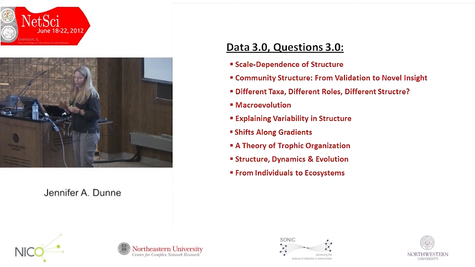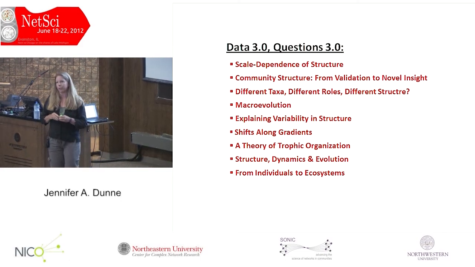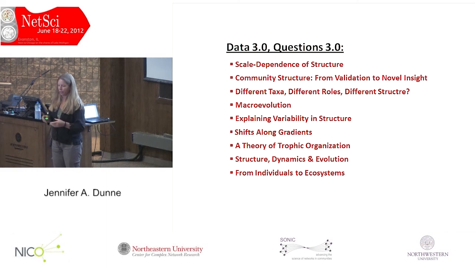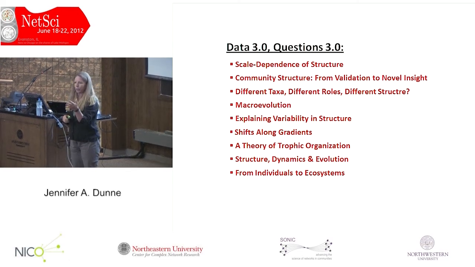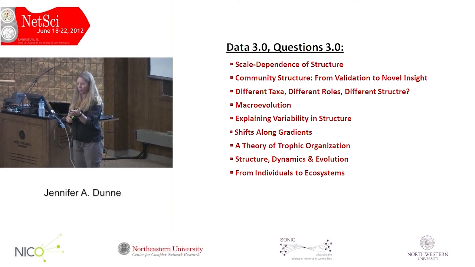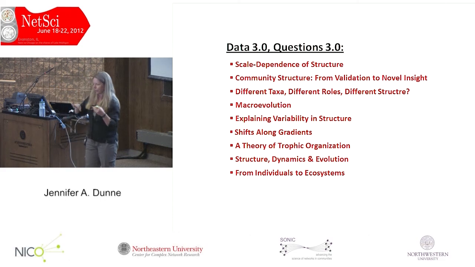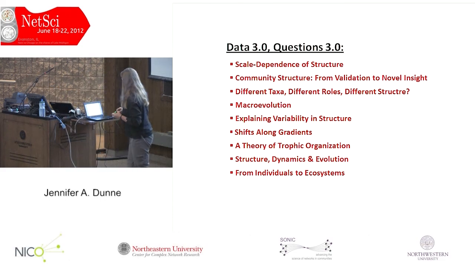And another really critical thing, I think, in the future will be to go from the individual level up to the ecosystem level. A lot of food web work right now, most of it, focuses at the population or species level. And really, we'd like to know, as you go from individual interactions and traits, how does that ultimately impact ecosystem level function, basically passing through population level dynamics?